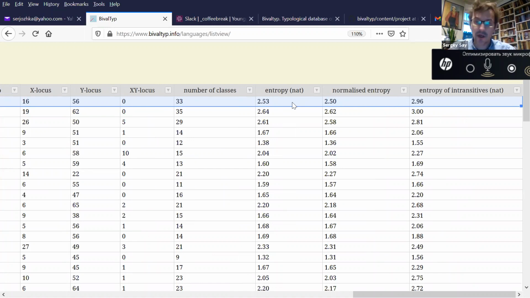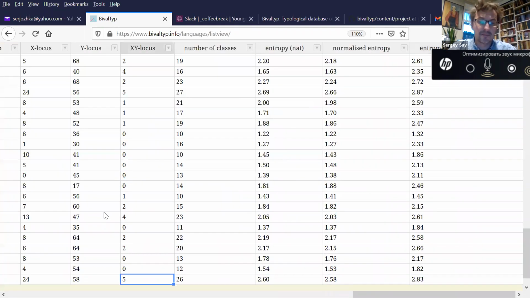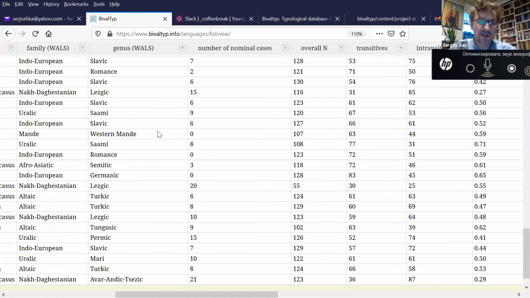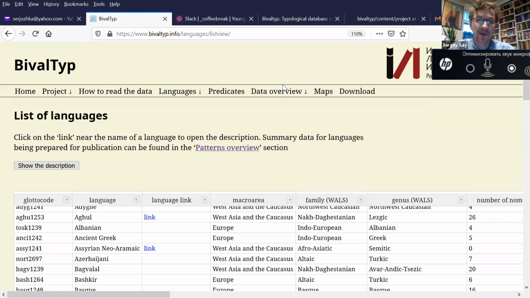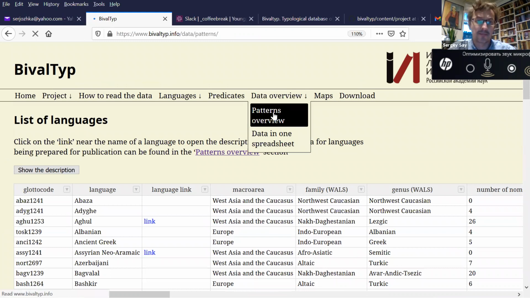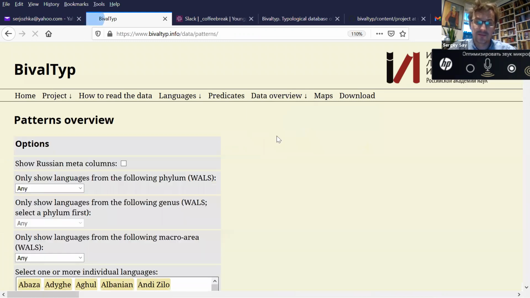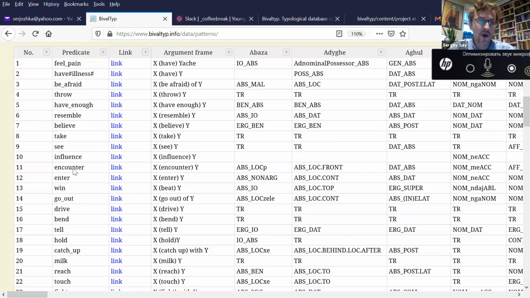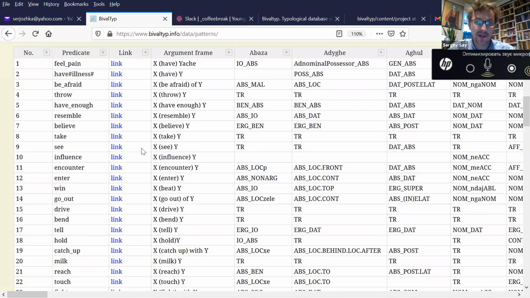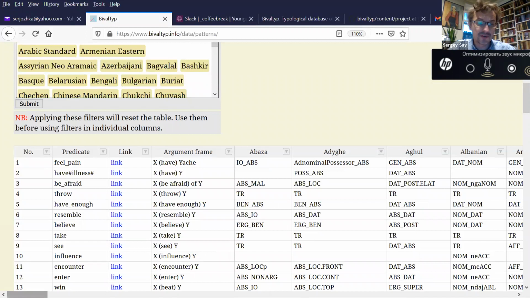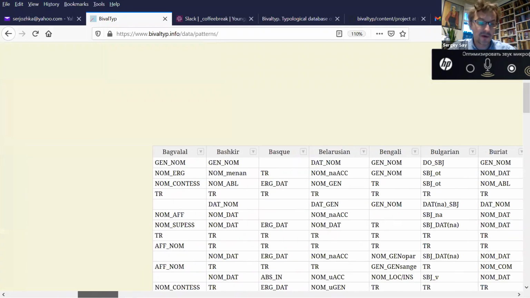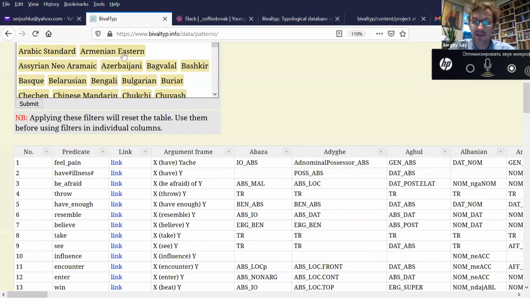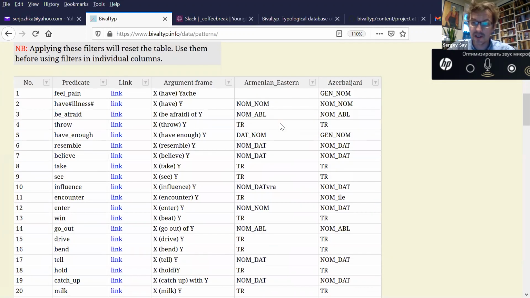Okay, so another opportunity that you have in this database is to take a look at the patterns as registered in this project. So here's the table where rows correspond to verb meanings, 130, and columns correspond to individual languages. Of course, there are very many of those, and this is mainly useful if you want to compare 2 specific languages. For example, Armenian and Azerbaijani. You can compare these 2 languages and see if they are similar in some respects.